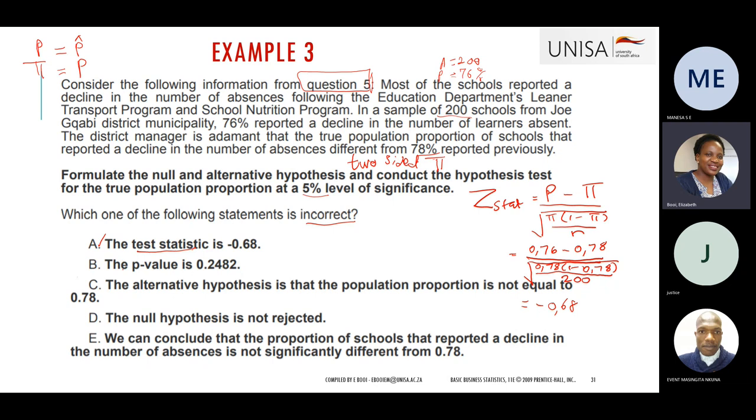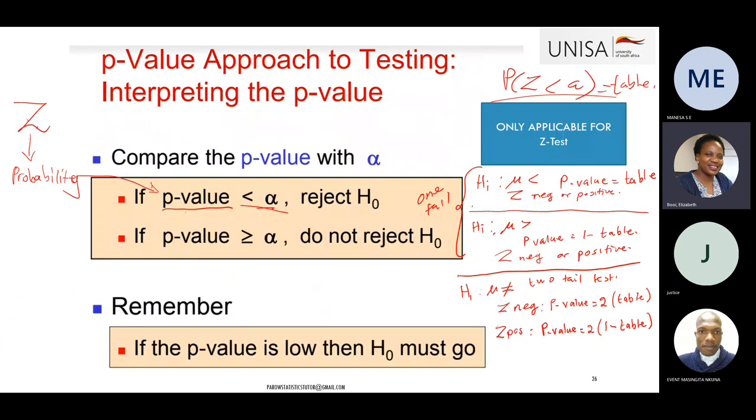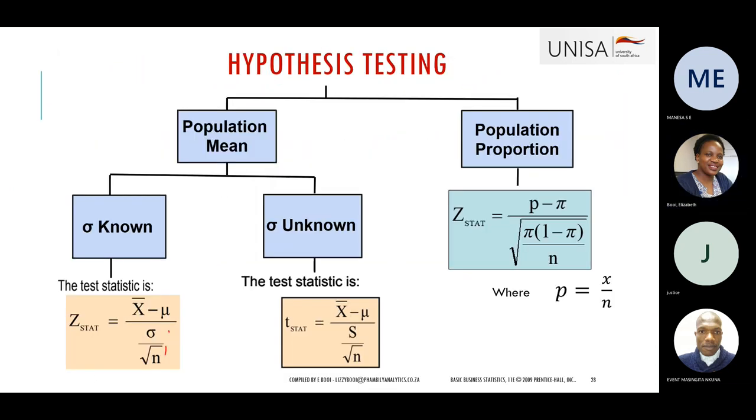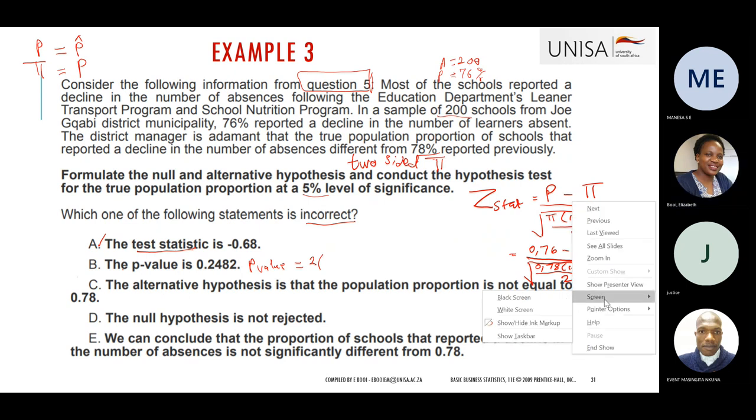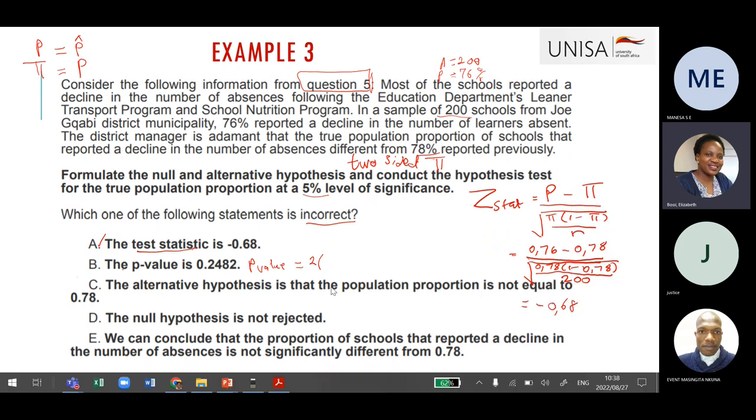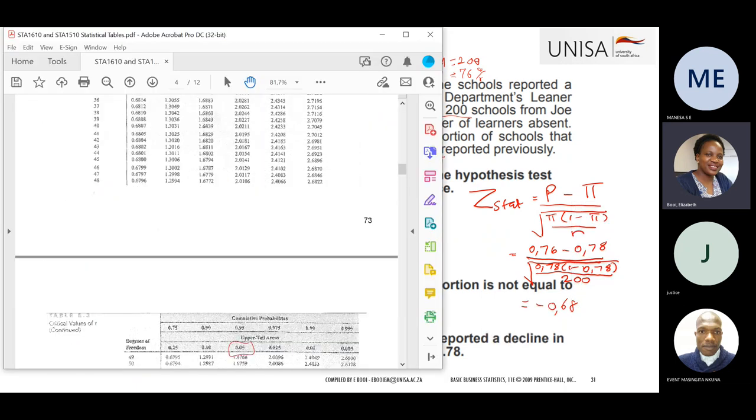So the next one, it says, what is the p-value? Remember, let's go back to refresh your mind in terms of the p-value. If it's negative, it's just 2 times the table value, right? So a two-sided test. If you forgot, I just wanted to remind you of that. In order for us to find this p-value, I'm going to say 2 times the value we find on the table. And on the table, we need to go to the negative side on the Z table using our Z test statistic.